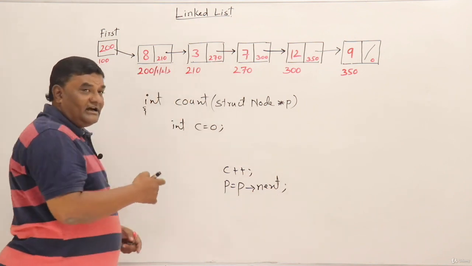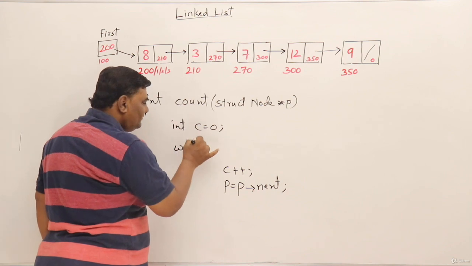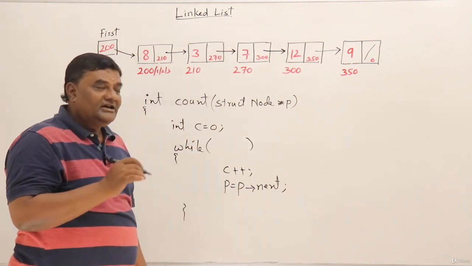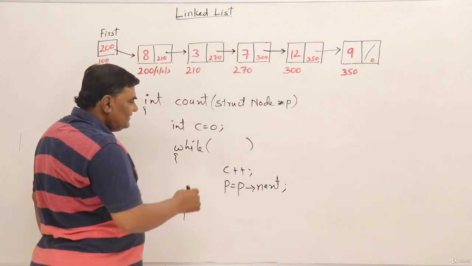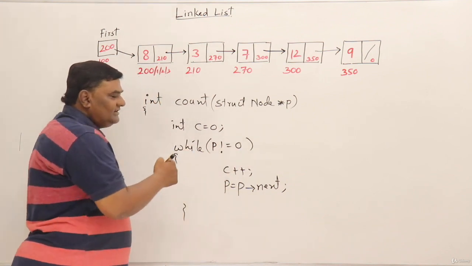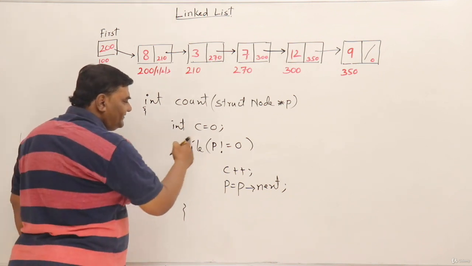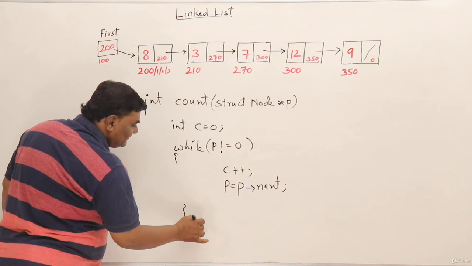And this procedure I have to go on repeating, so this should be written in a while loop. So while, what should be the condition? I should stop when p becomes null. So I should continue when p is not equal to null. So p is not equal to 0. Null can also be written as 0. Then at the end of the loop we will have the number of nodes in variable c. So return c.